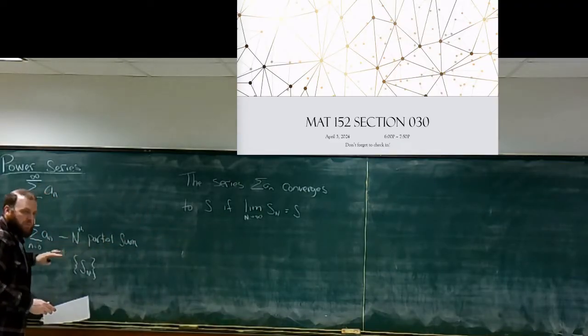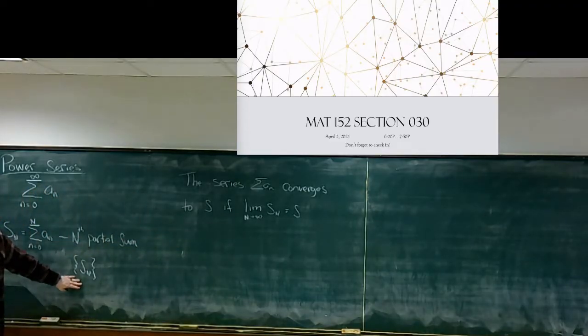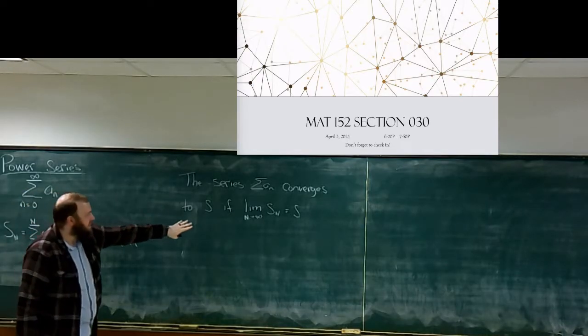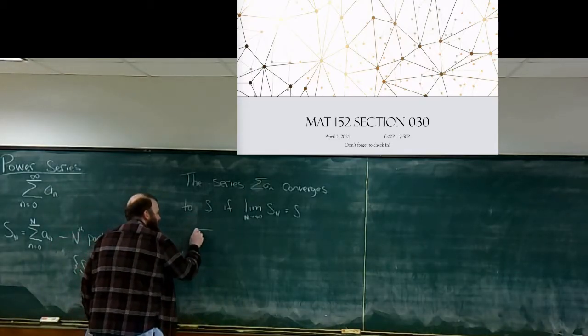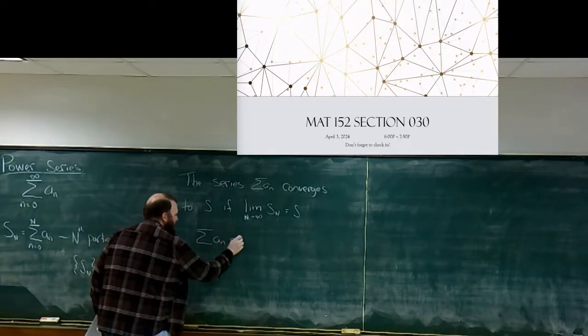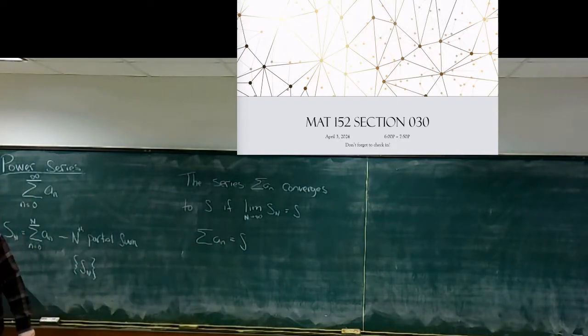So if you take the sequence of partial sums, if that converges to some value, call it big S, then we say that the series itself converges to that value, and we'll write the sum equals S.